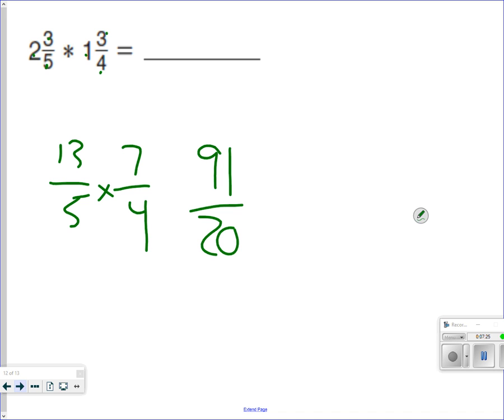How many 20s go into 91? 4 times 20 is 80. 11 over 20. 4 and 11 over 20.